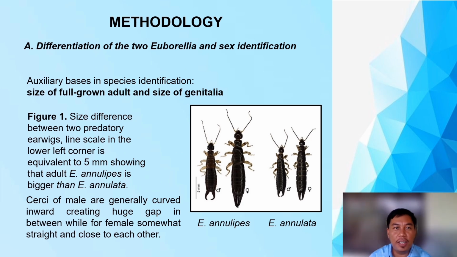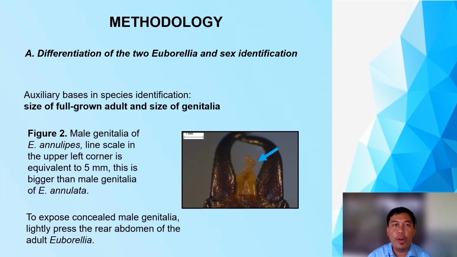For the methodology, we conducted the following activities: the differentiation of the two Euborrelia and sex identification, preliminary field evaluation and efficacy of the two Euborrelia against FAW, and predatory efficiency of the two Euborrelia under laboratory conditions against FAW. Between these two predatory earwigs, Euborrelia annulipes is bigger than Euborrelia annulata, and the general difference between male and female of both species is in the appearance of their cerci. Since Euborrelia annulipes is a bigger species, its genitalia is bigger than that of Euborrelia annulata.